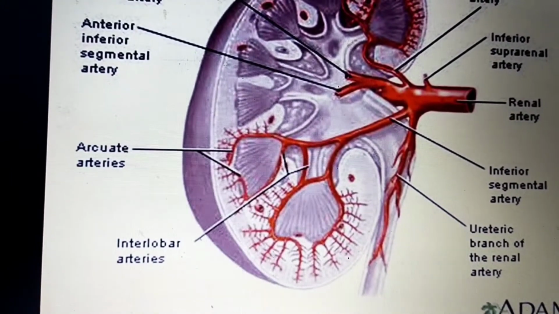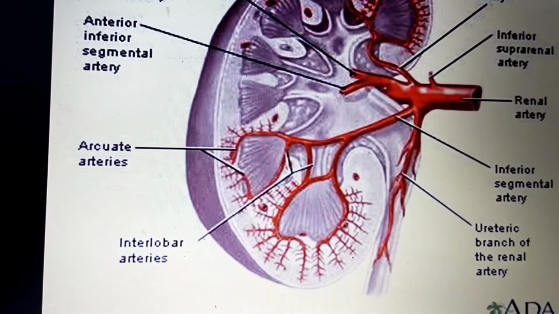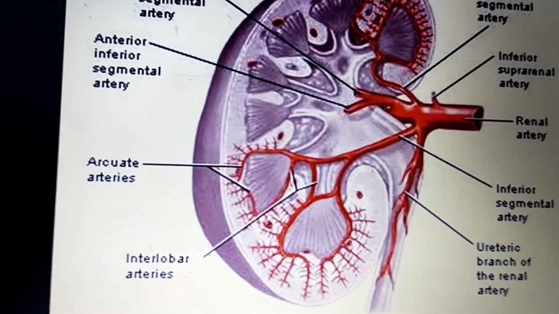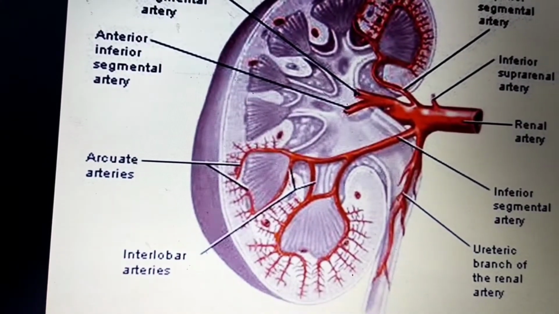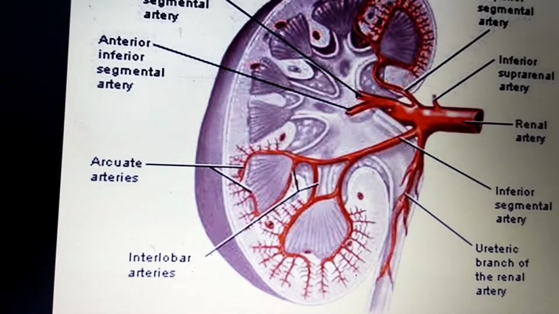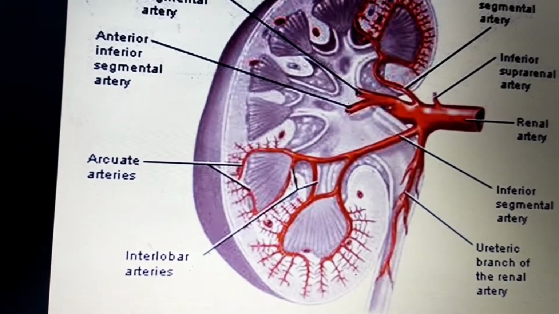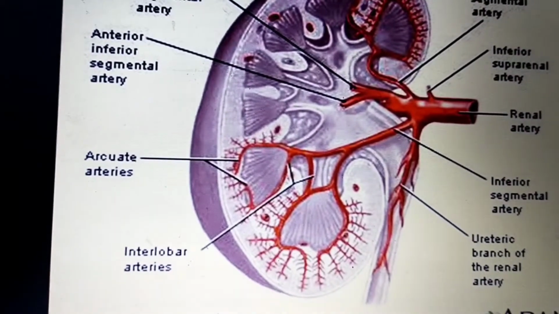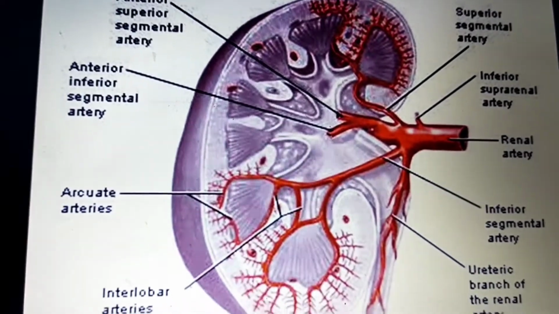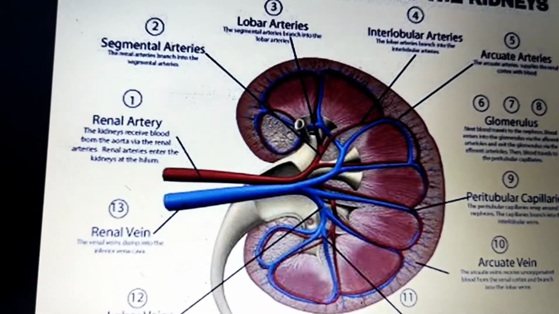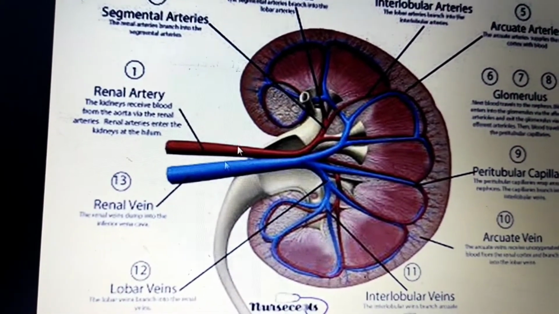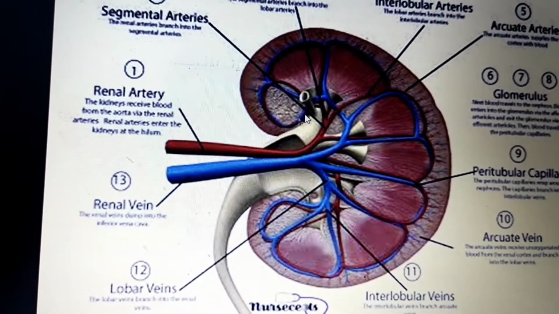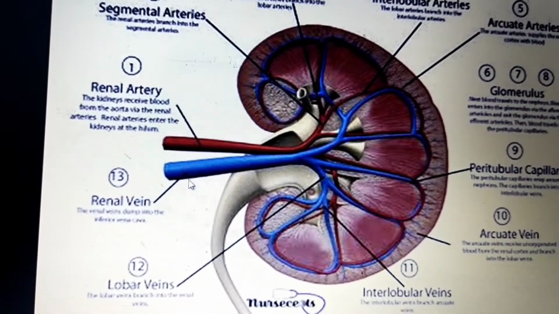I already told you arcuate means arching. During the anatomy of the small intestine, you can see arcuate there also. Arcuate means arching. They bend and give the supply to part of the organs. In this you can see that. This is the pathway of blood through the kidney: renal artery, and this is a vein.